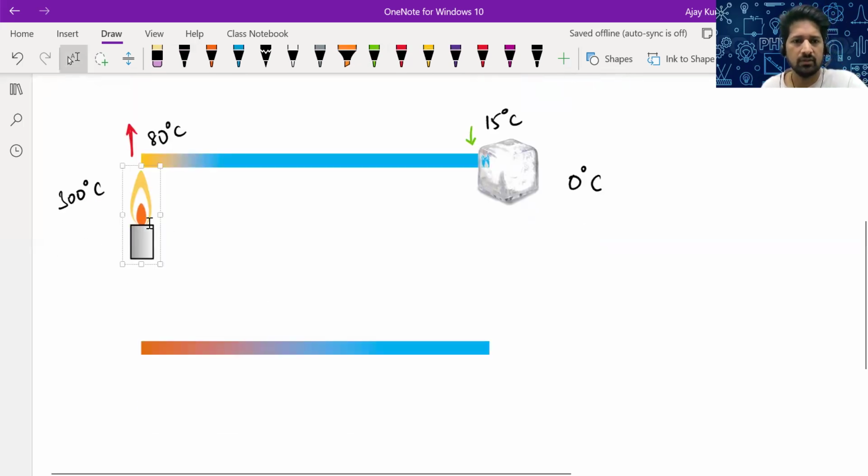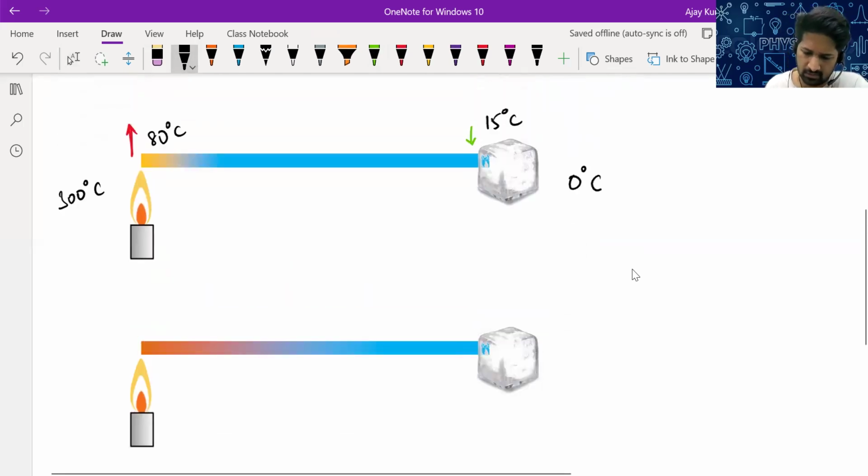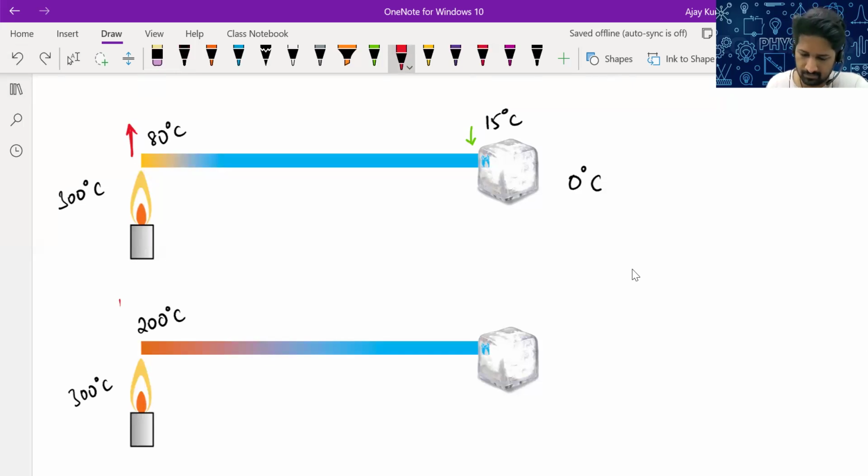So as you continue heating the left end and cooling the right end, temperatures will change further. Left end maybe goes to a temperature now like 200 degrees C, but the flame is at 300 degrees C, so the temperature will still continue rising. Right end, let's say the temperature has now come down to maybe 5 degrees C, but ice is at 0 degrees C, so it has to fall a little further also.